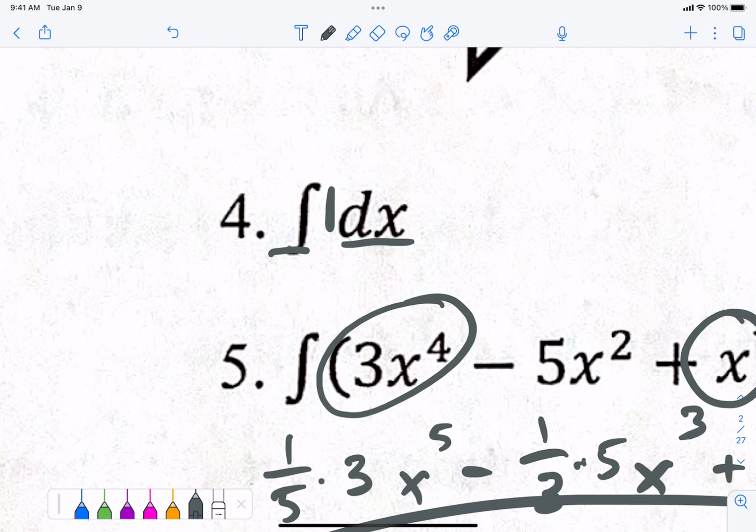That's the derivative. The derivative of 1 is 0. What's the antiderivative? x, right? What do you take the derivative of to get 1? Just x, right? Plus c.